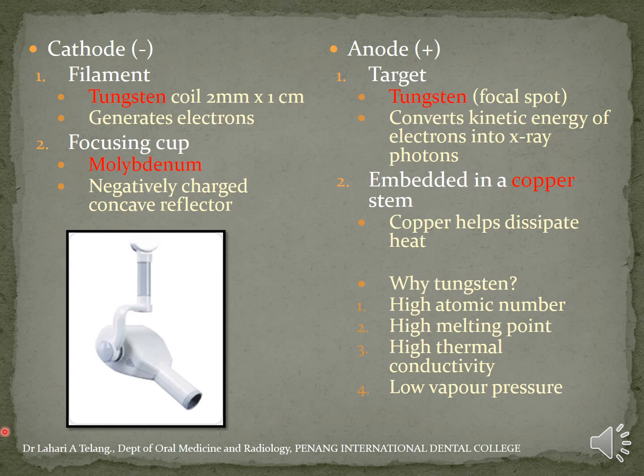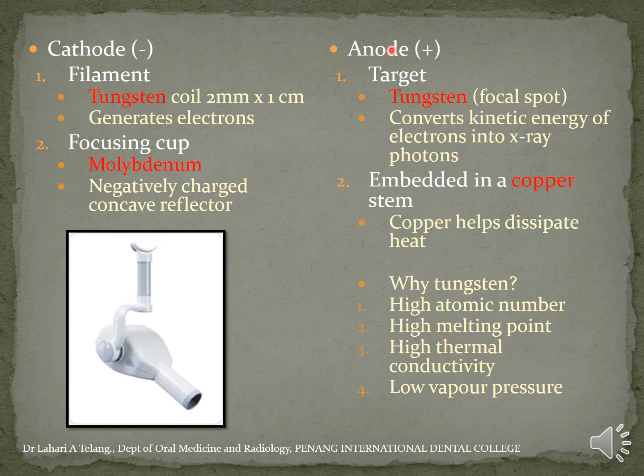So what's exactly happening inside this tube head? Inside the tube head you have something called a cathode as well as an anode. Now, the cathode is negatively charged and the anode is positively charged. So you definitely need electricity for producing X-rays. And the cathode has a filament which is made up of a tungsten coil, and it generates electrons. It also has a focusing cup made of molybdenum, which creates negative charge and has a concave reflector.